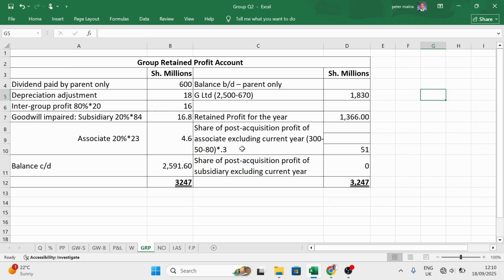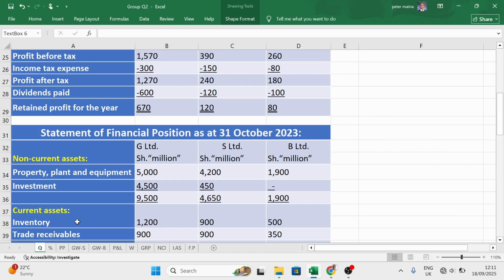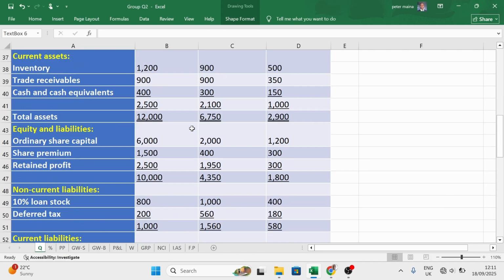On the credit side, you start with the balance brought down of the parent only. Balance brought down means the retained profit as at the beginning of the year. If you are not given that, there's a way you can find it. So go back to the question, go to the equity section, retained profit. So how much retained profit did the parent have? It was 2,500.